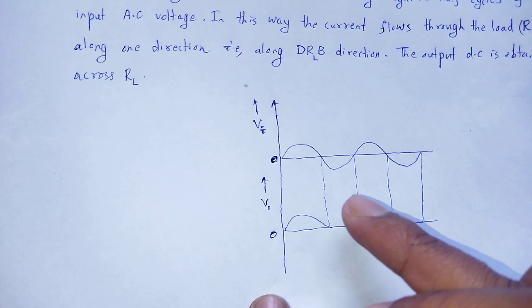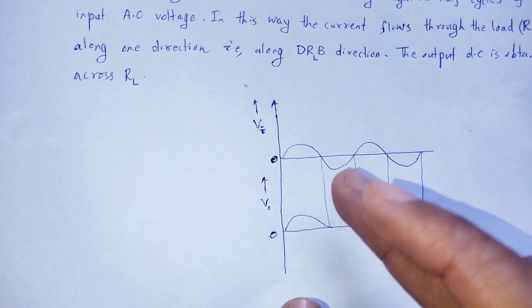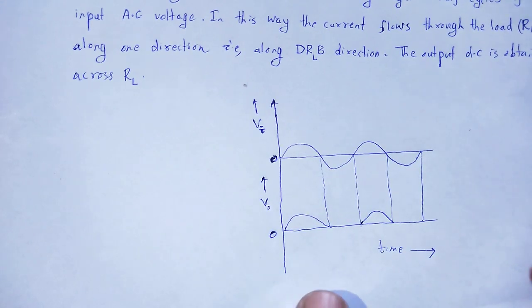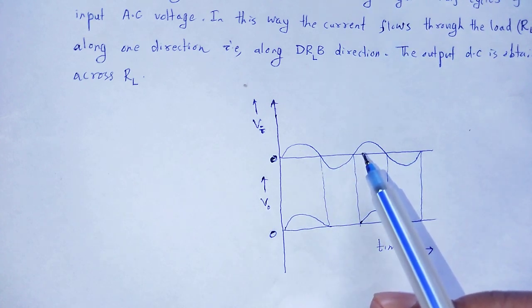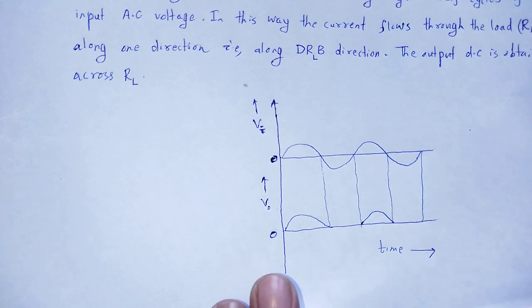That type of rectification is known as half wave rectification. That device is known as half wave rectifier, since only positive half cycles are rectified. Next, some technical terms related to half wave rectifier.